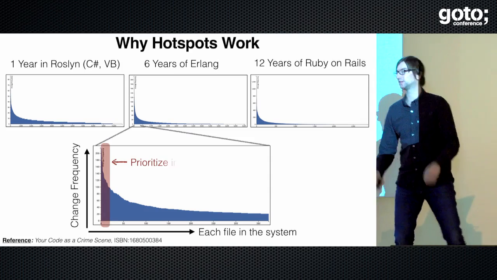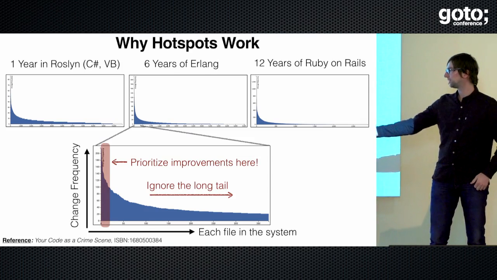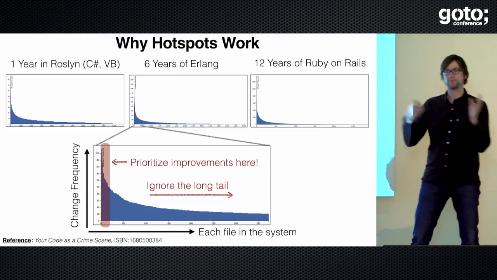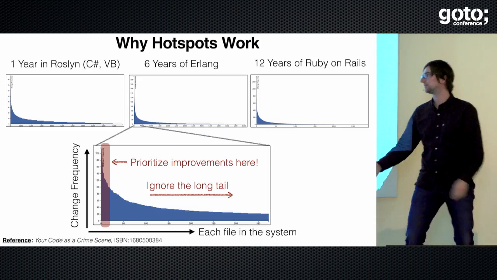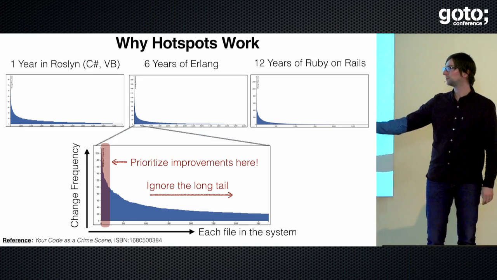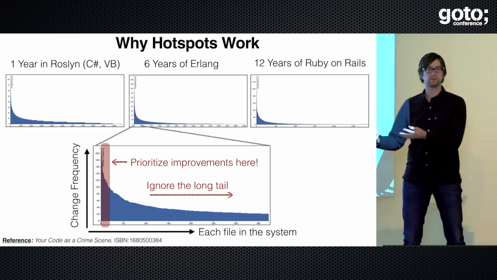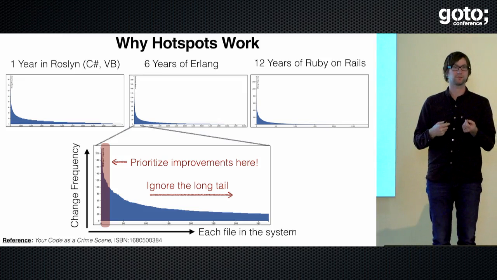Because what this means is that in your typical code base, most of your code is here in the long tail. It represents code that you rarely, if ever, need to work with. And most of your development activity is focused to a relatively small part of your code. And that's where we want to focus improvements in order to be pretty sure that we get a real return on that investment.